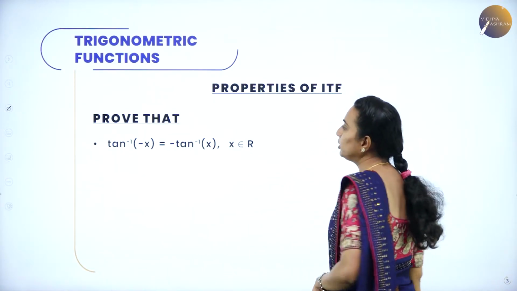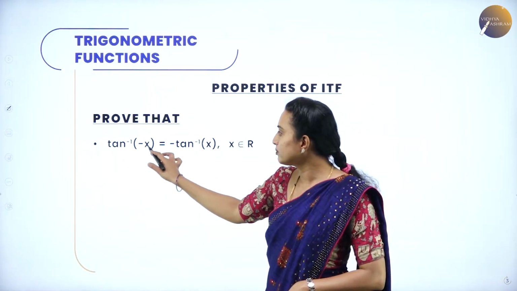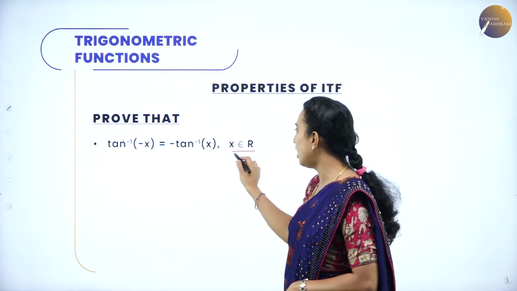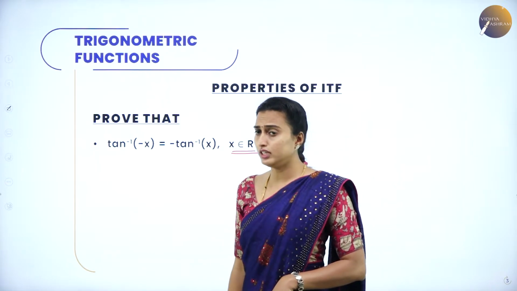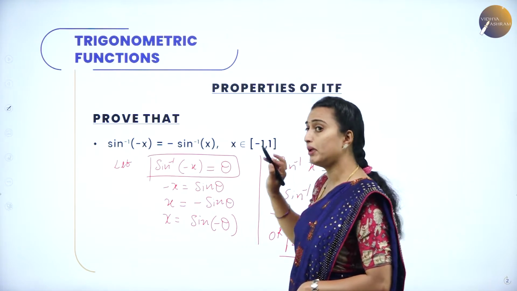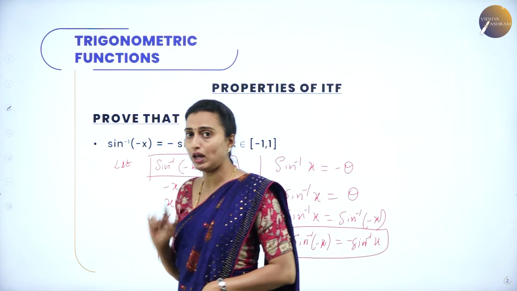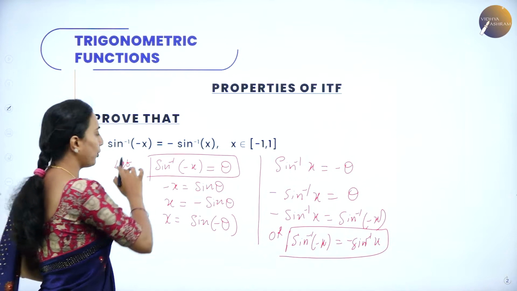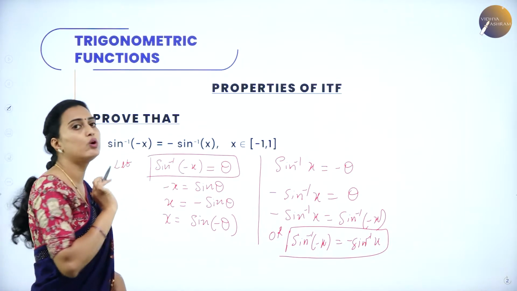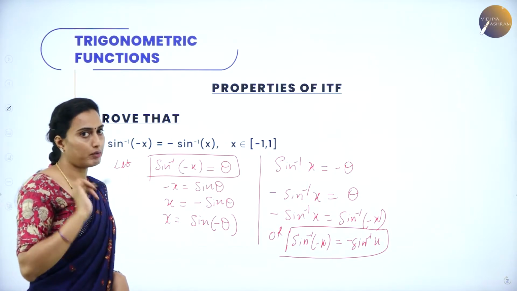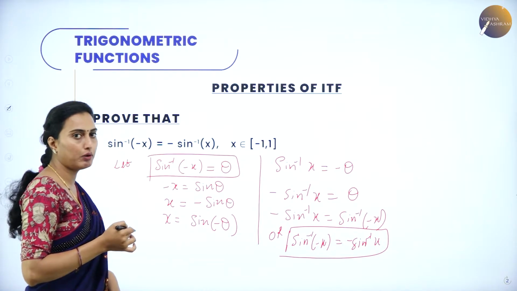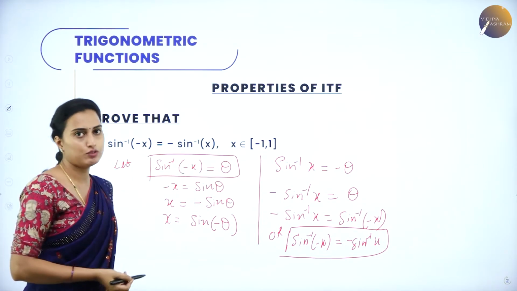Next, let us move on to proving tan inverse of minus x is equal to minus tan inverse x, x belongs to R. So be careful, dear students. In the previous one also, x belongs to minus 1, 1. They may ask you for a one marker by giving this property: for what values of x does this property hold good? They may ask you like this for one marker. So you have to remember x belongs to minus 1, 1, which is the domain of the inverse function.